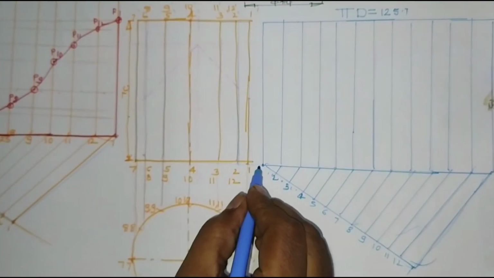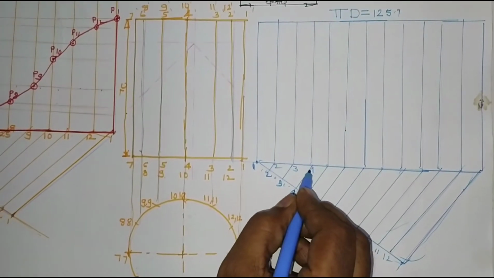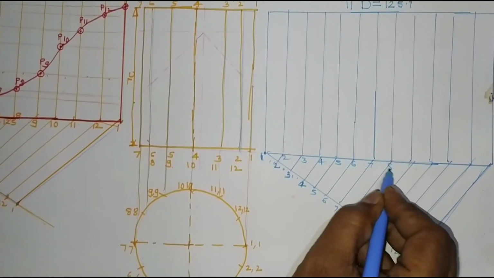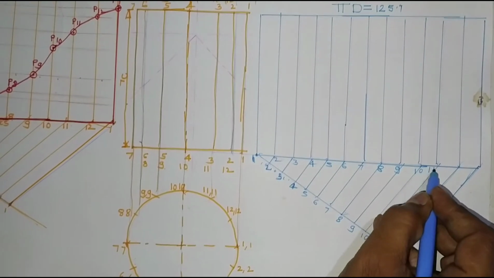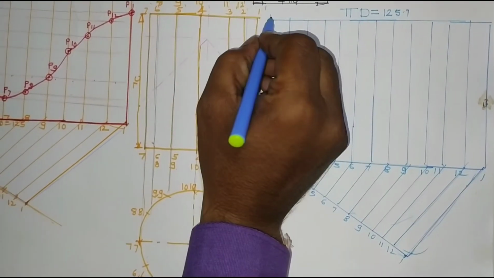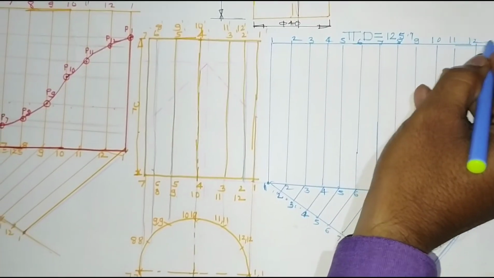I have named these points 1, 2, 3, 4, 5, 6, 7, 8, 9, 10, 11, 12 and 1. Similarly, 11, 12 and 1.